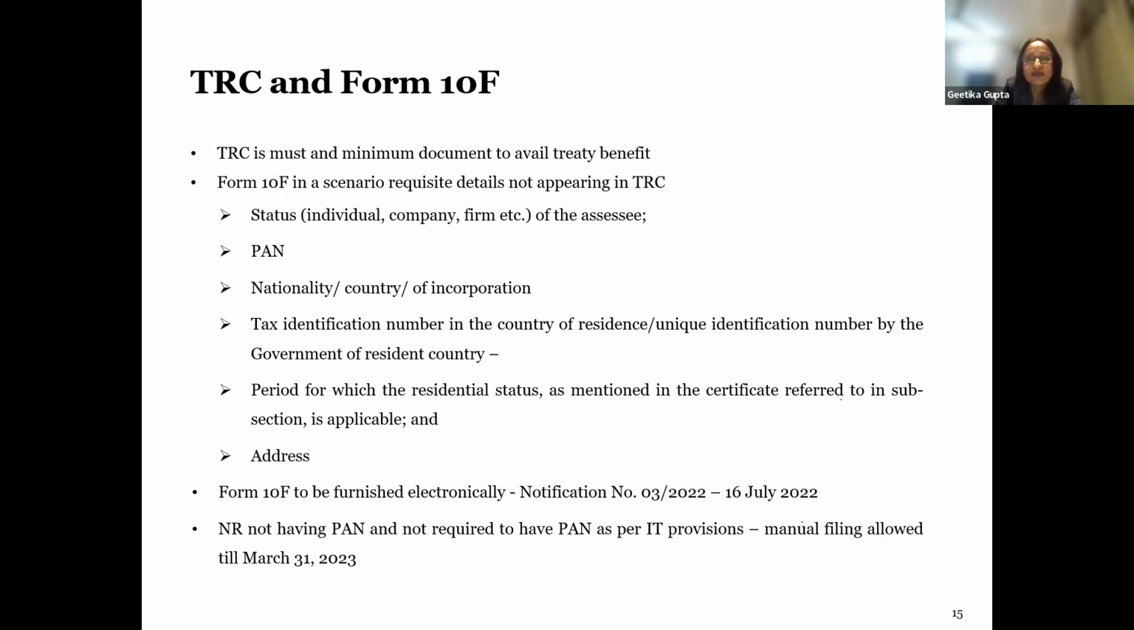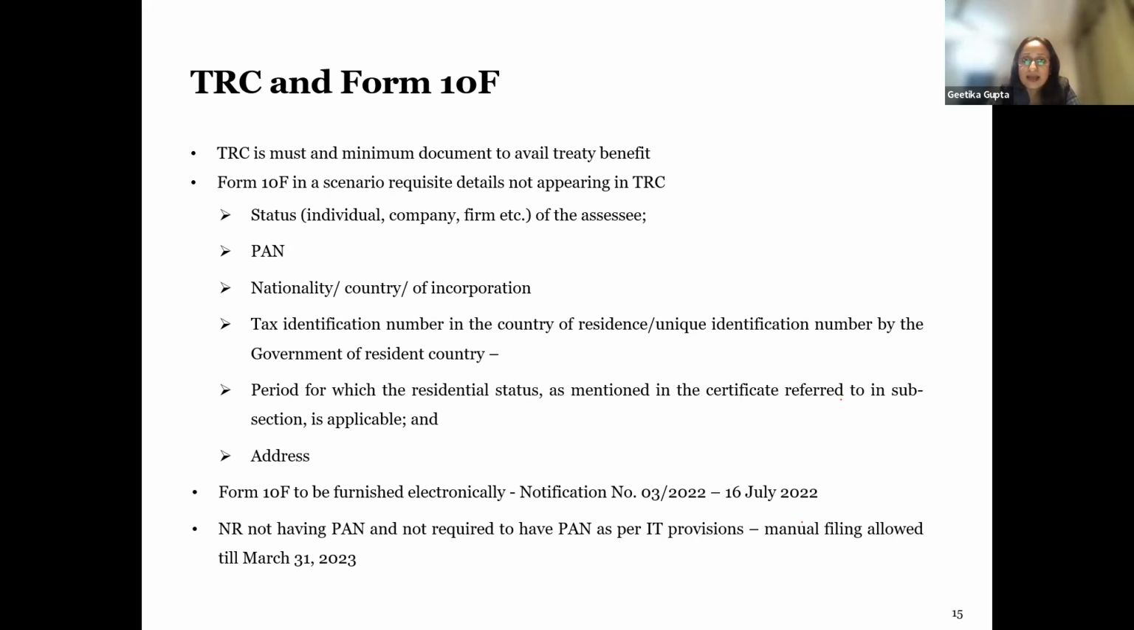Till now, Form 10F was obtained in a physical form. It was signed in a physical manner. Recently, there has been a notification that Form 10F is to be furnished electronically. Again, there has been a notification which has relaxed this condition in case of specified non-residents who are not having a PAN and not required to have a PAN as per IT provisions, that manual filing is allowed till 31st March 23.